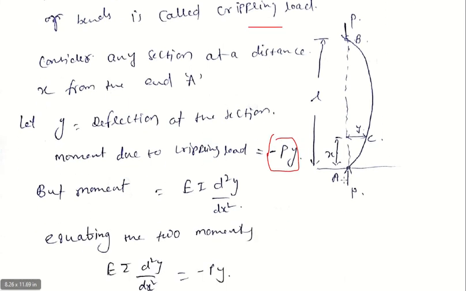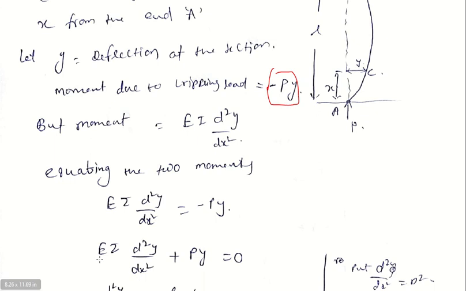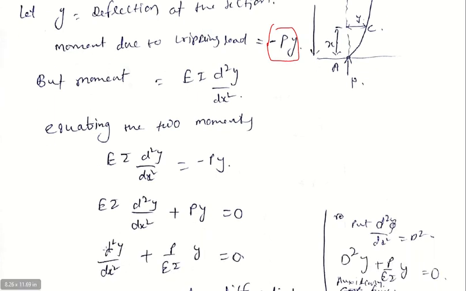So EI d2y by dx squared is also a moment due to curvature, so we get both the terms. EI d2y by dx squared equals minus Py. We shift minus Py, so EI d2y by dx squared plus Py equals 0. Dividing by EI, it will give d2y by dx squared plus P by EI y equals 0. This is the differential equation, and the solution of this differential equation is the complementary function plus the particular integral.